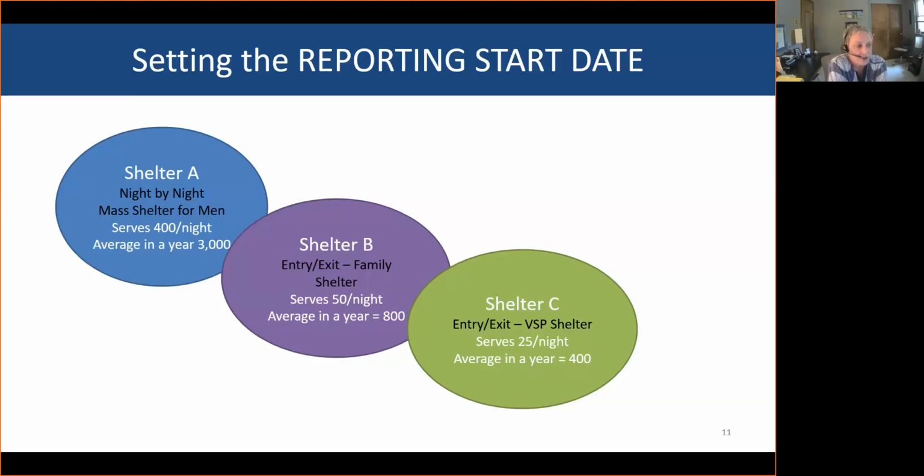We have a family shelter that has 50 beds in it and averages serving 800 different people a year. And then we have a victim service provider shelter that's 25 beds and averages serving about 400 people a year.